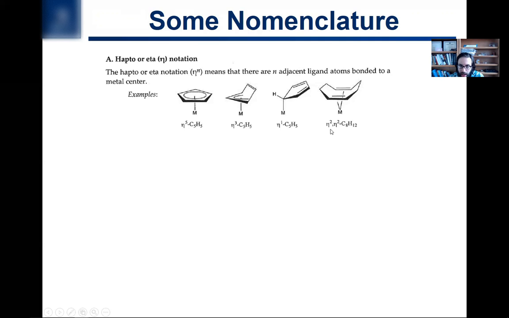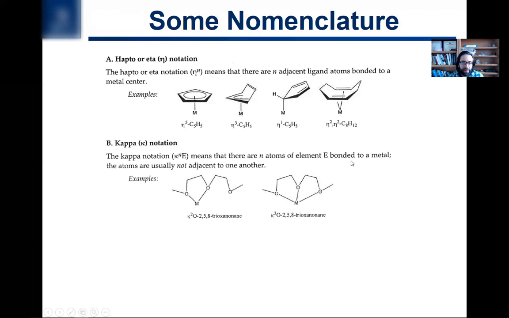You can also use this common nomenclature when you get more complicated ligands. What would this be? Cyclooctadiene. You can see it's eta 2, eta 2. It's delocalized across 2 carbon centers, but in 2 spots, so we indicate each of those 2 spots. The eta 2 means it's delocalized across 2, but then we have a comma, so it's eta 2 here, and it's eta 2 there.